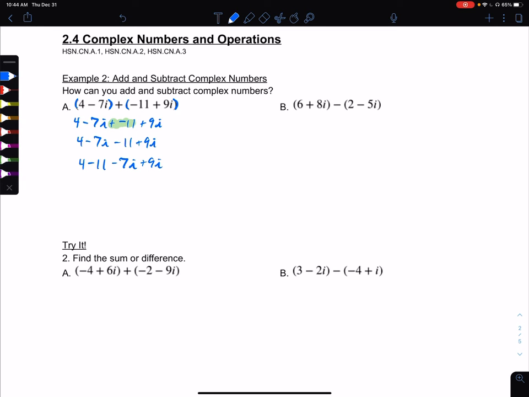4 minus 11 would be negative 7. So let's do that. And then be careful, it's negative 7i plus 9i, so that would be a positive 2i. Right, so you want to be careful with the signs. You do want your answers to be written in the form a plus bi, which is your complex number form. And the constant negative 7 is our a, and then we have the 2i.